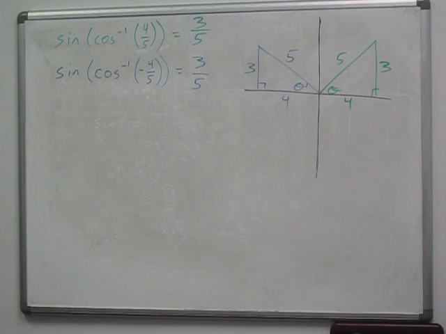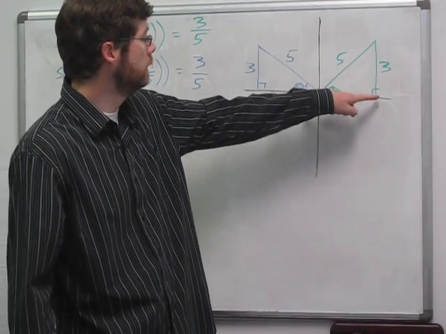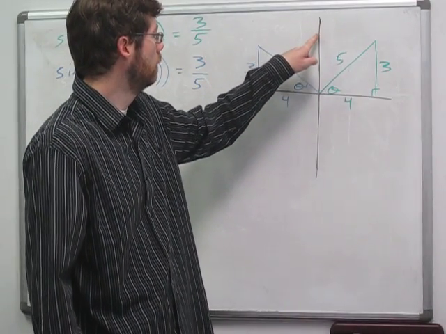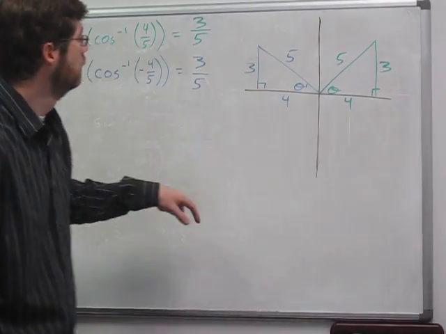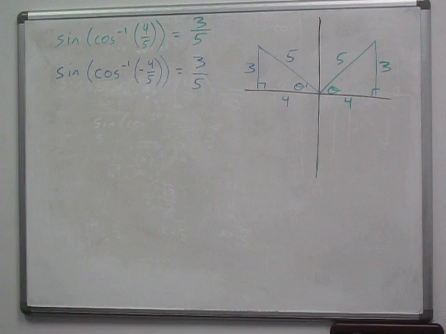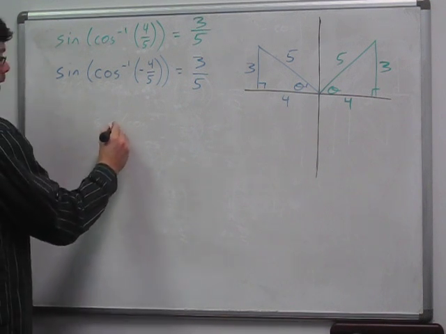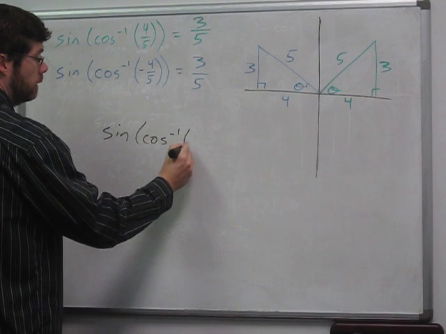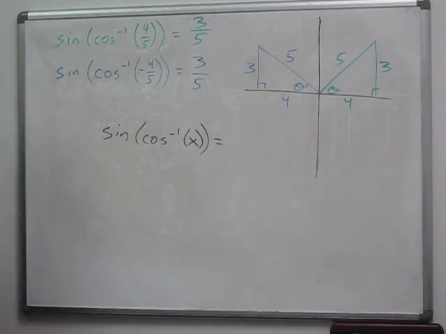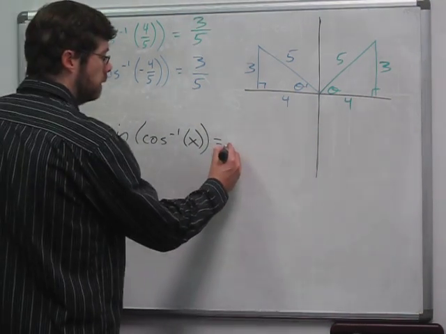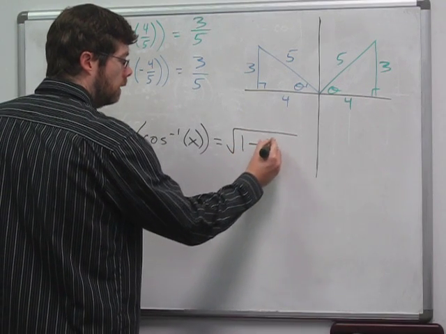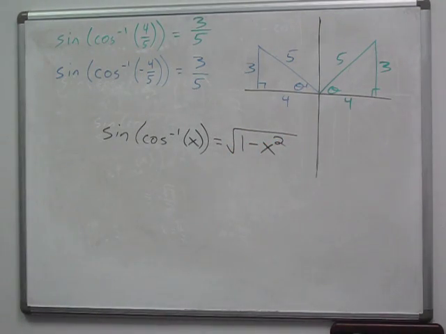So what do we notice? We notice that in either case, whether cosine inverse spits out an angle between 0 and pi over 2, or one that lands between pi over 2 and pi, the sine value is going to be positive. And in fact, there is a general formula for this composition. The sine of cosine inverse of x, x being a value between negative 1 and 1, is always going to be the square root of 1 minus x squared.